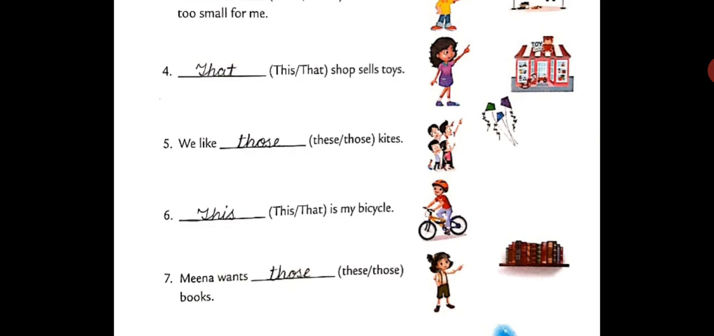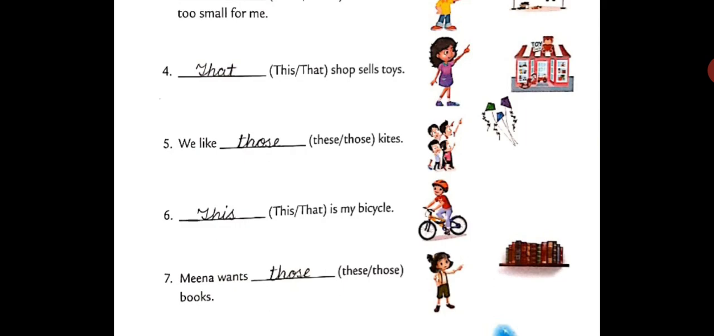Now, the fifth one is, we like dash kites. These or those? Children, kites are flying far in the sky and it is more than one. So, write those in the fifth blank. Next is, dash is my bicycle. So, bicycle is near to the boy. Look into the picture. The bicycle is near to the boy as he is riding it. And there is only one bicycle. So, write this in the sixth blank.